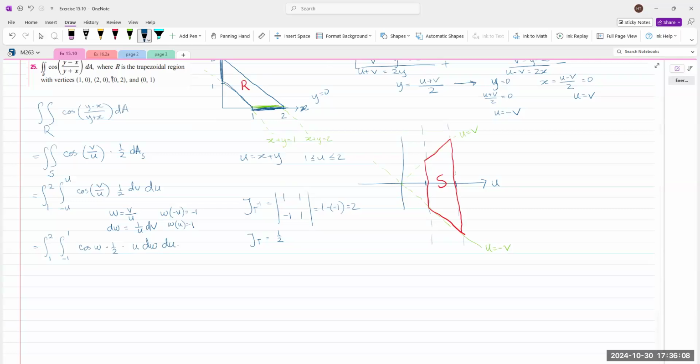When I integrate that, I pull the 1/2 out. Integral from 1 to 2 of u, the integral of cosine is sine w from negative 1 to 1, du. So that will be 1/2, but this will be 2 sine 1, huh? 2 sine 1 times the integral from 1 to 2 of u du.